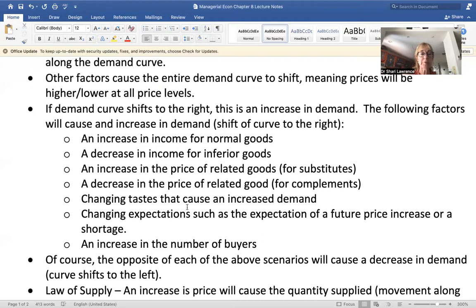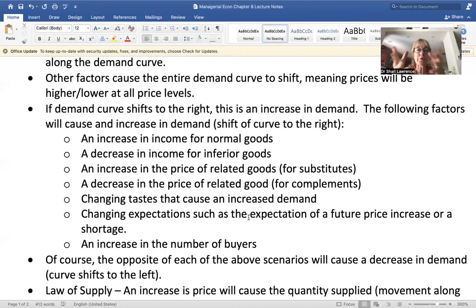Okay, and then changing expectations, such as the expectation of a future price increase or a shortage. So think about the housing market right now. There's already a shortage in the housing market. And what economists are saying now is that now that interest rates are going up, that will decrease demand, because as interest rates go up, it's going to make a house more expensive to purchase, increase the mortgage payments. So that should kind of calm the housing market down a little bit.